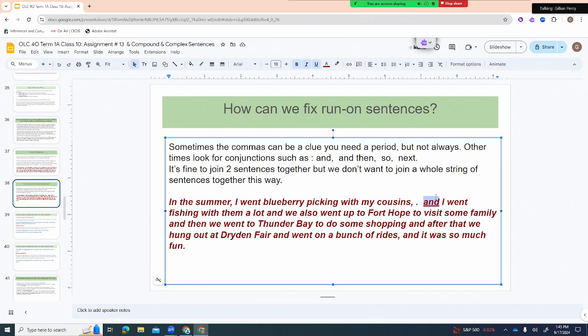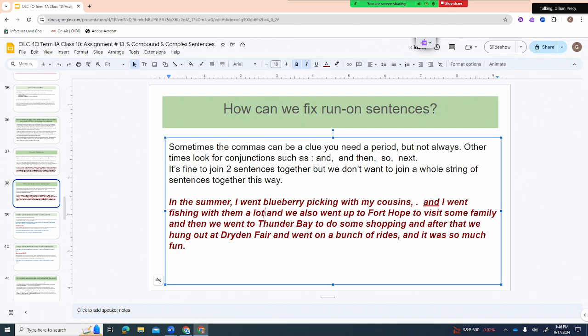There is a way to do it, but it's kind of a bit fussy. I would just start with "I": I went fishing with them a lot. Now, the other thing you can look for is conjunctions. A lot of times what's happening is they're kind of overusing conjunctions, and I don't need it again.